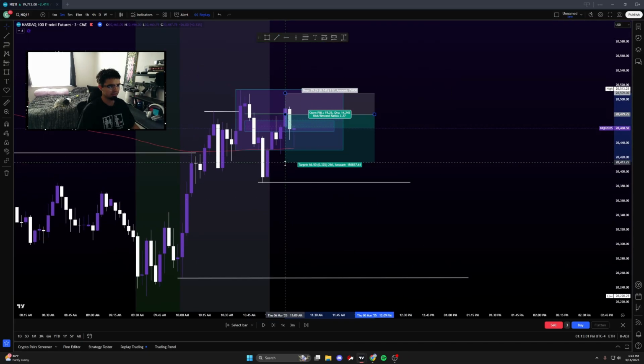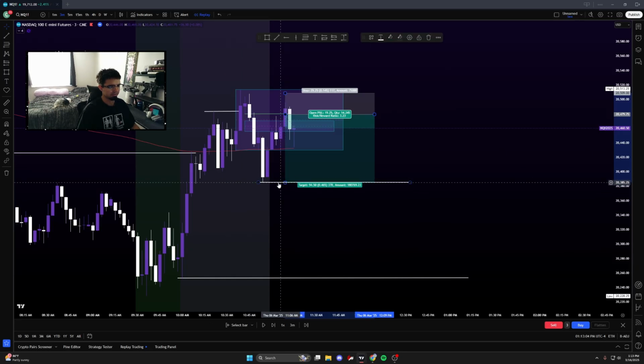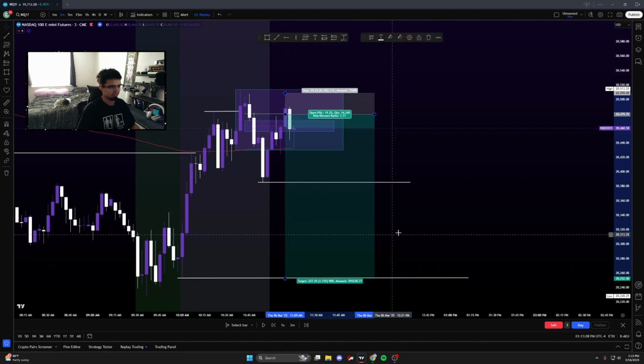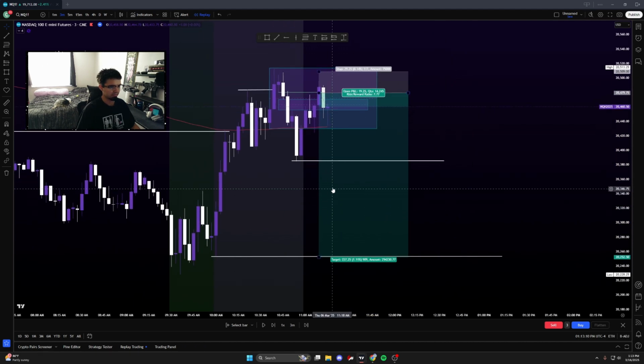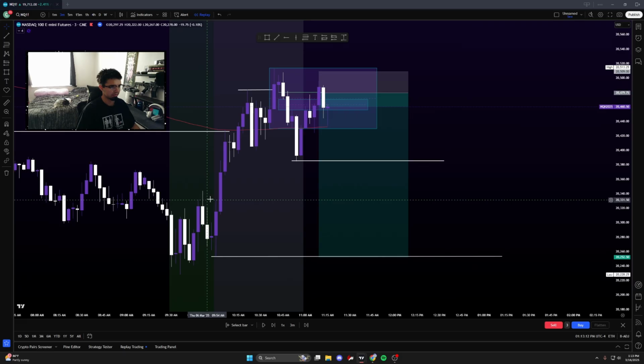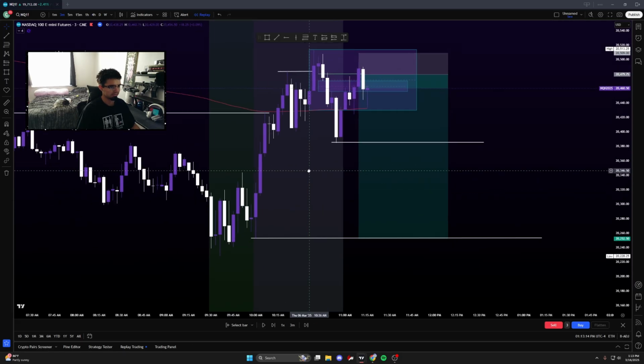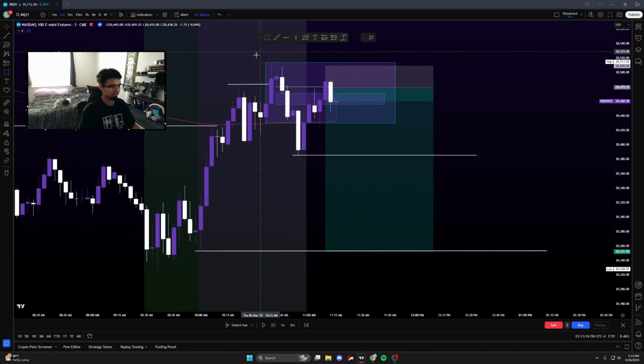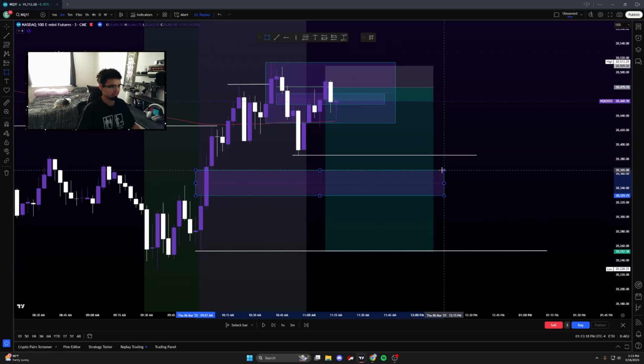So for a 3R, it would essentially be this low right here, this level of liquidity, or we could try targeting this lower low all the way down here. But when we're targeting these lows down here, we have to keep in mind the other bullish confluences that follow it. Because right here, we have a bullish 3-minute fair value gap, and we have a bullish 3-minute order block.